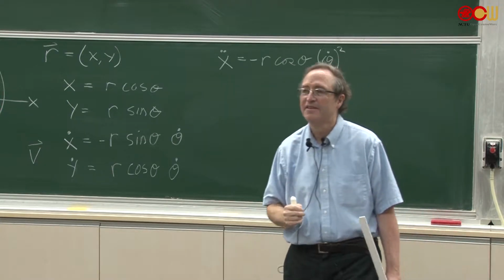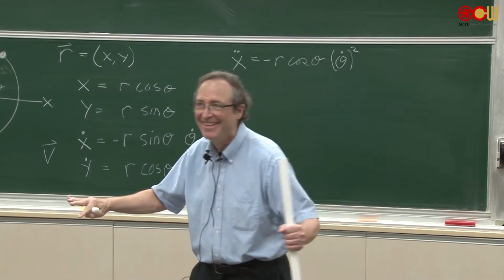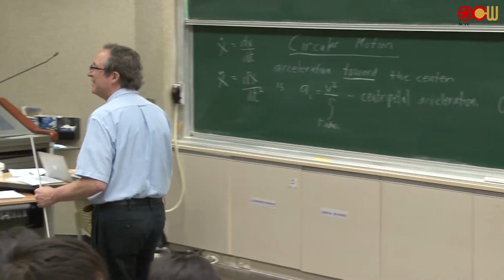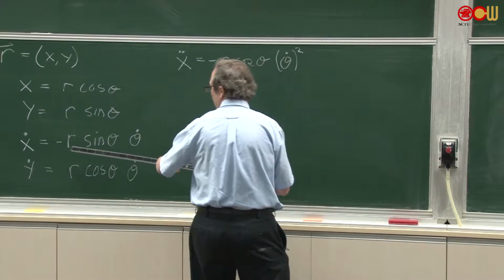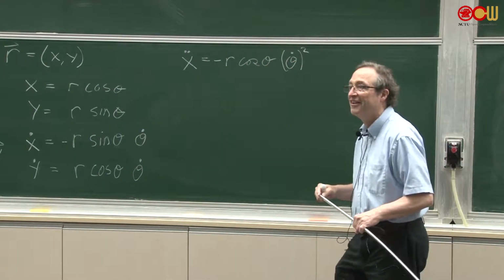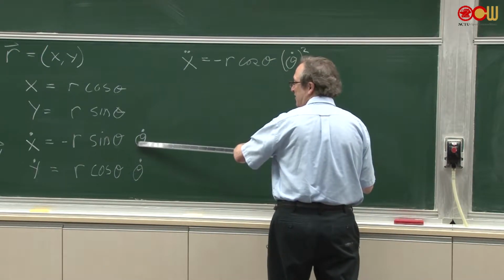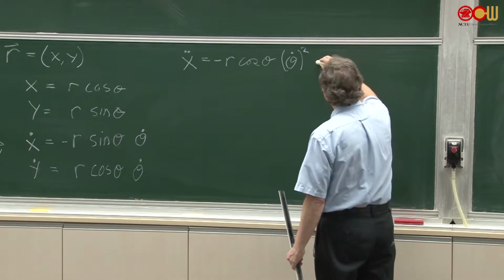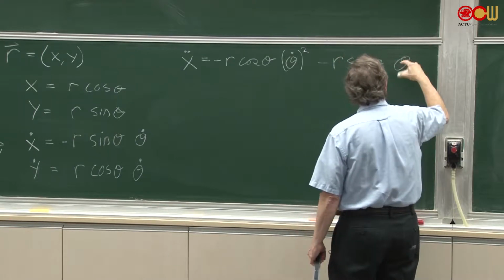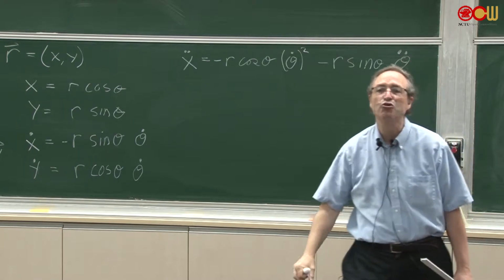Is this the answer? I'll give you a hint. I am not done. What did I not do? What has to be done? Remember, I took the derivative of this. I took the derivative of this. What was that? I have to take the derivative of this. So I write minus r sine theta, theta dot, and I take the derivative of this, which is just the second derivative, theta double dot.